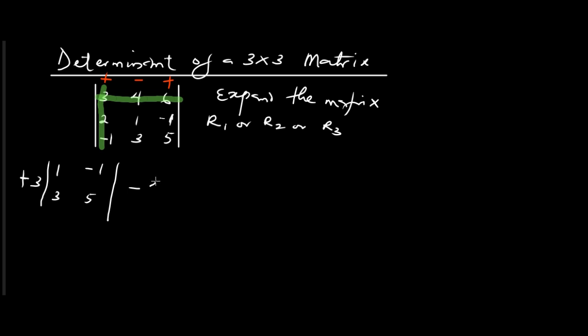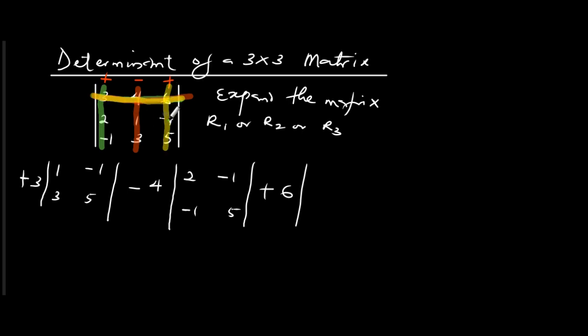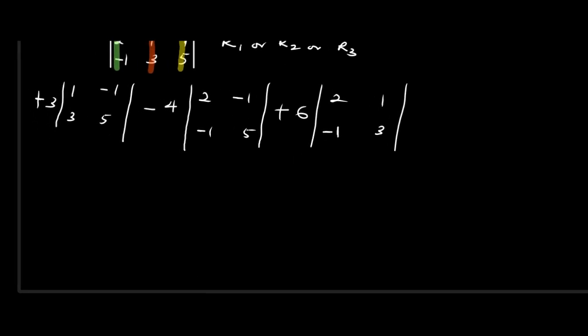Then the second element is 4, this one. So I will do the same thing for 4, all the column in 4 and the rows in 4. So what we have left, we have 2, minus 1, 5. Then I will do the same for 6, plus 6. Now in the case of 6, we have all the columns and the rows. We are left with 2, 1, minus 1, 3. Beautiful. So now we have 2 by 2 matrices as cofactors that we can work with.